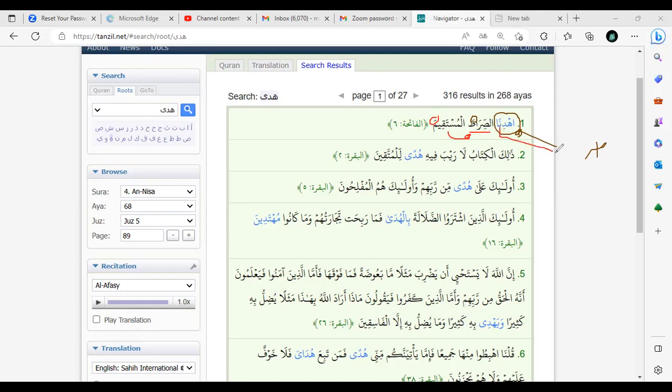And this na, what is this? Ihdina, the noon is a hidden pronoun. This is maf'ul, na, mansoob, zamir for nahnu. Ihdi, you guide na, us, to the straight path. Ihdina sirat al-mustaqim. So, ihdi is fail amr, anta is fail, and na is maf'ul. Maf'ul number one. Always remember, Aisha, any dhamir attached to the verb is maf'ul without deeply thinking about it.